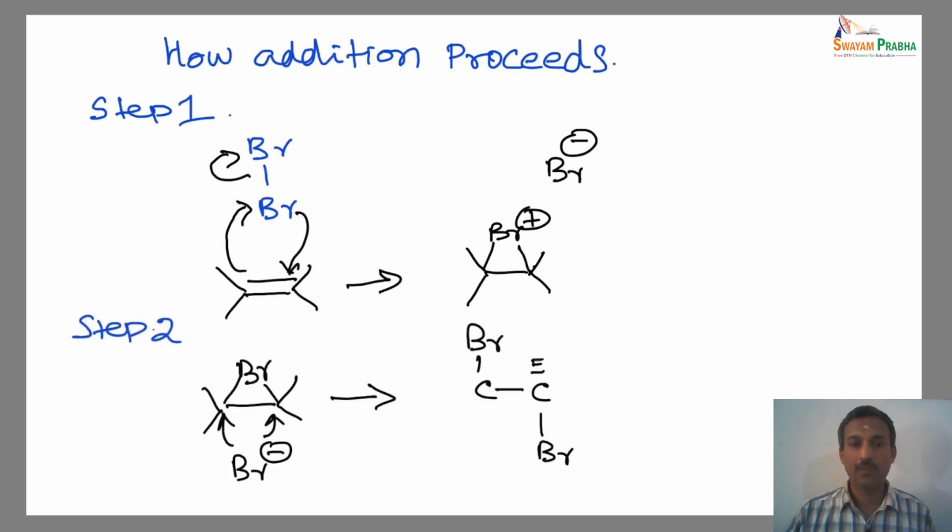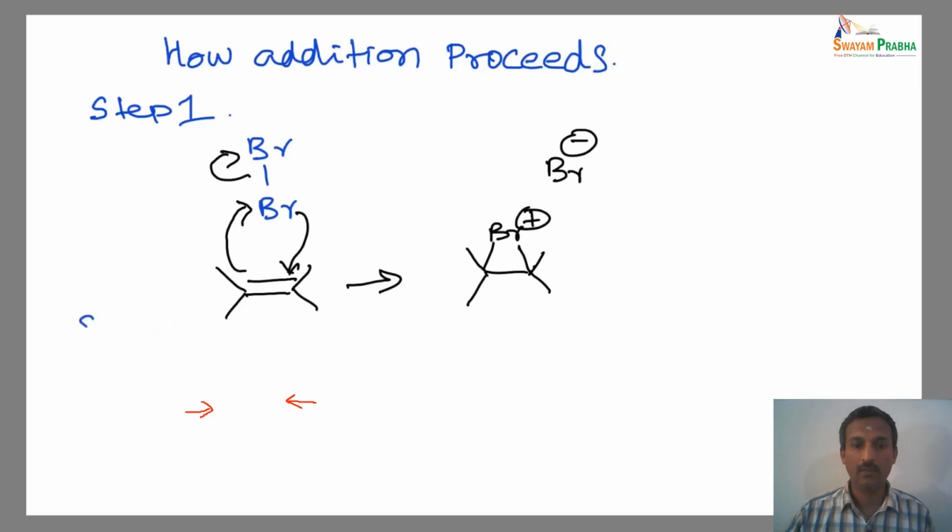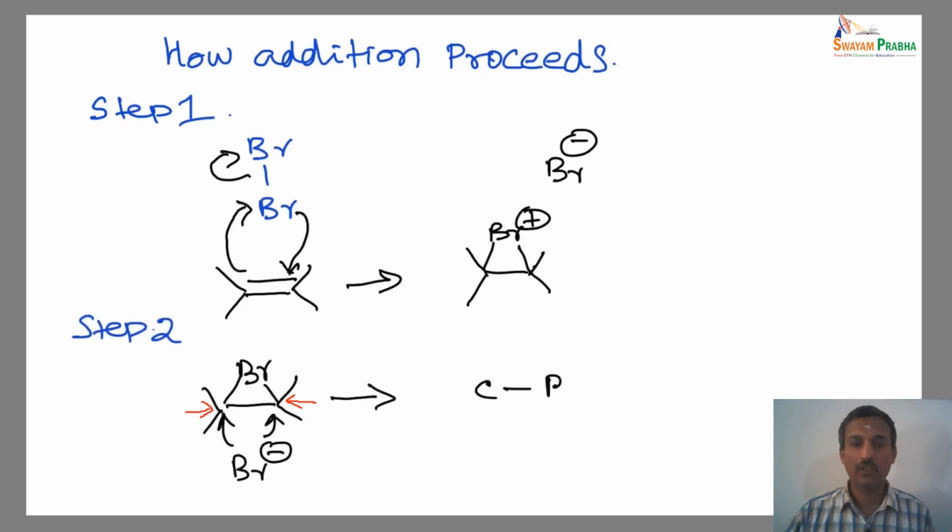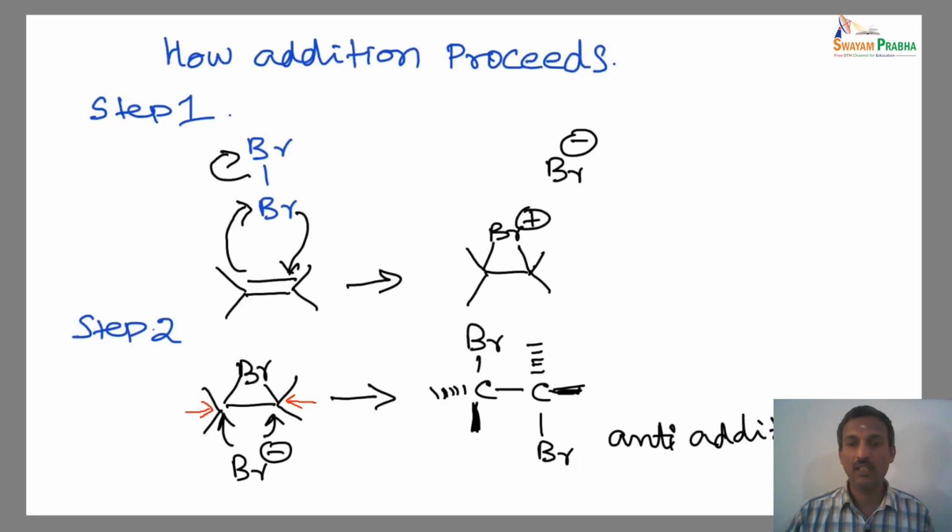In the second step, the bromide ion comes and attacks any one of the carbons. Either this carbon can be attacked or this carbon can be attacked. So the bromide ion attacks any one of the carbons, releasing the bromine to the other side. So this is basically an anti-addition. That means the groups which are added are in the anti-orientation. So this is what is called anti-addition of bromine across the double bond.